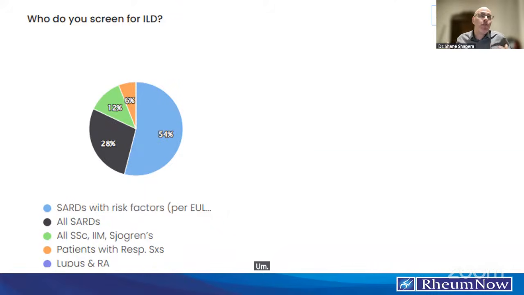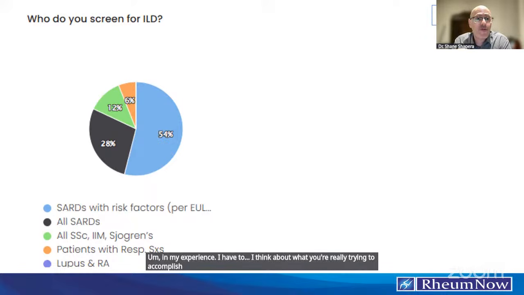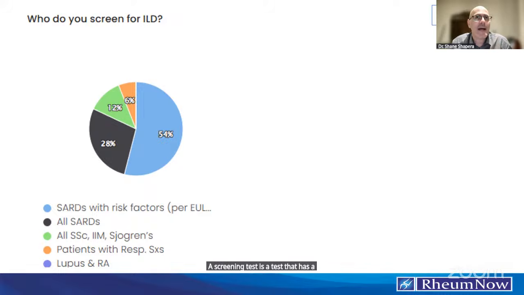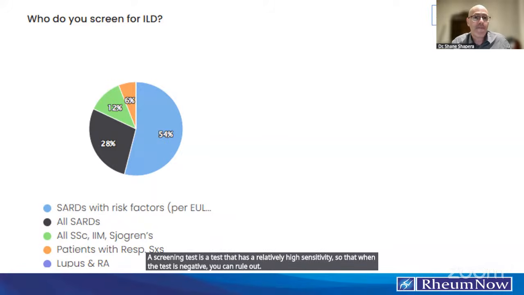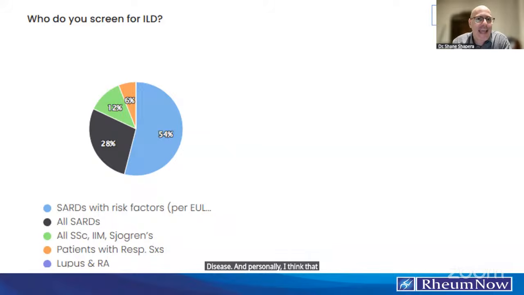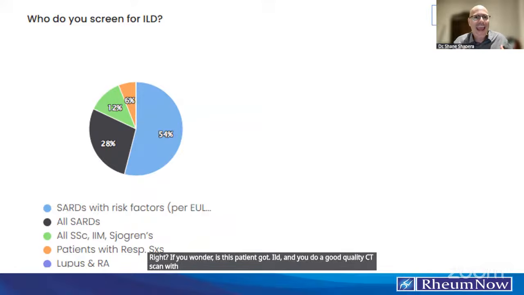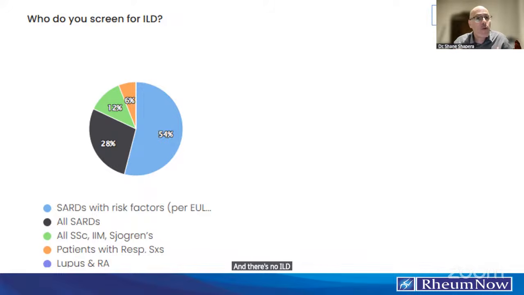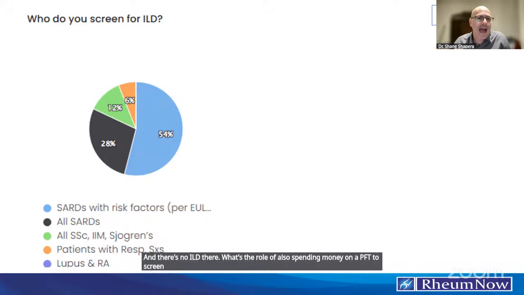In my experience, I think about what you're really trying to accomplish with a screening test, right? A screening test is a test that has a relatively high sensitivity so that when the test is negative, you can rule out disease. And personally, I think that CT has that on its own, right? If you wonder, is this patient got ILD, and you do a good quality CT scan with prone images, and there's no ILD there, what's the role of also spending money on a PFT to screen for ILD? I personally don't see it.